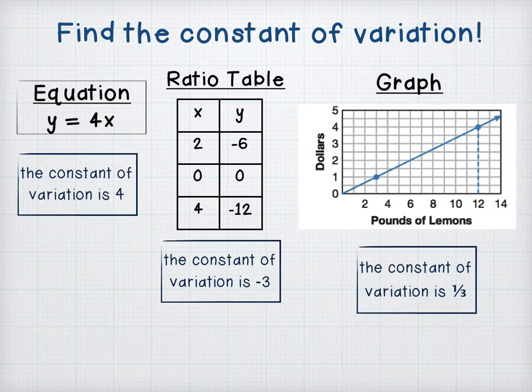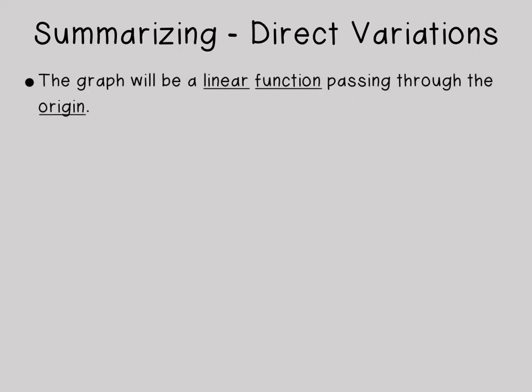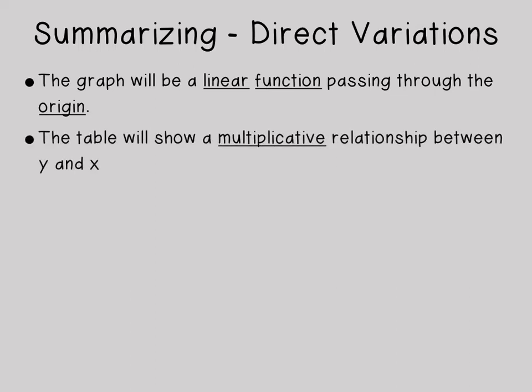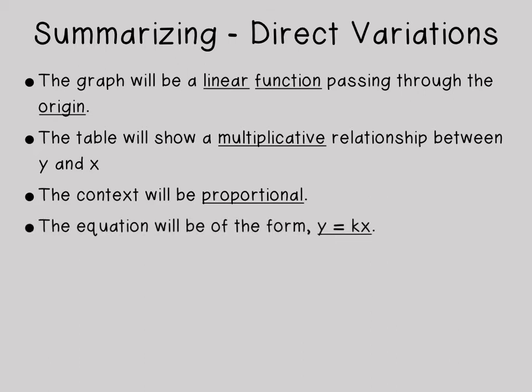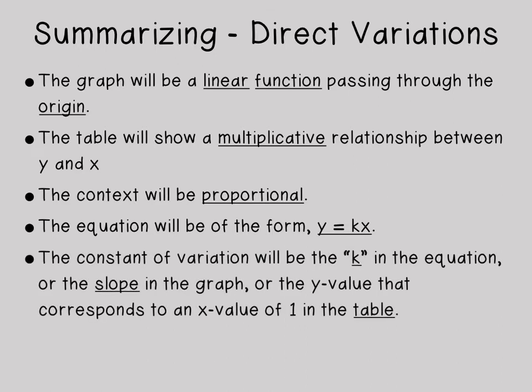So let's summarize what we've talked about with direct variations. We know the graph will always be a linear function passing through the origin. The table will show a multiplicative relationship between y and x. The context will be proportional if it's a word problem. And if it's an equation, the equation will always be of the form y equals kx, where k is called the constant of variation. The constant of variation will be the k in that equation. It will also be the slope in the graph, or in the case of the table, it's the y value that corresponds to an x value of 1.